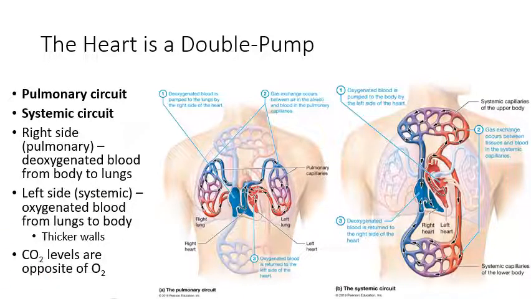So blood that's on the left side of the heart is always oxygenated because it's going out to the body from the lungs. Blood that is on the right side of the heart is always deoxygenated because it's coming back from the body and it's going to go to the lungs.